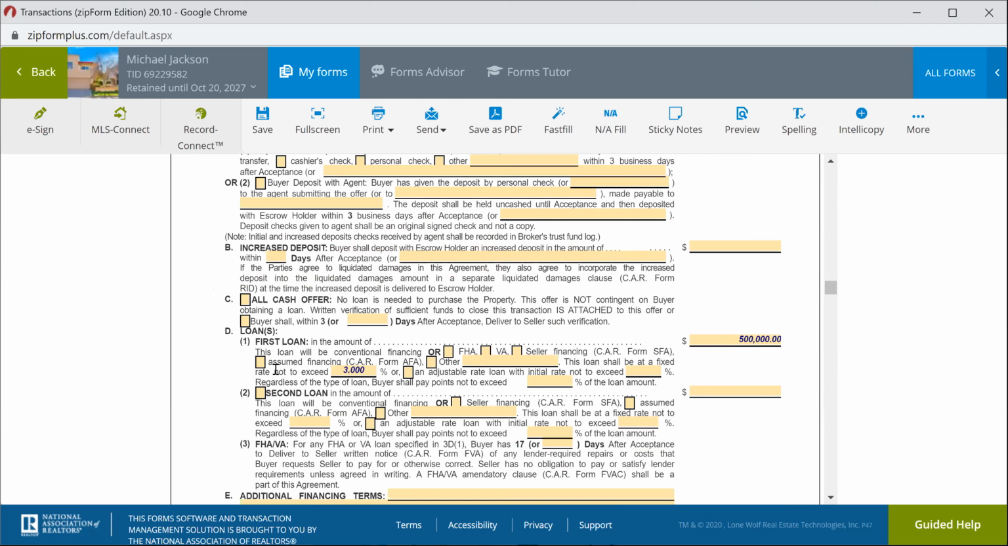Okay. And then you find out, is this conventional? Is it FHA, VA, seller financing, which I'm not seeing any seller financing at all. And then to protect your buyer as well, you can put a number here of this loan shall be at a fixed rate not to exceed, let's say 3%. So then let's say that Bruno's just like, let's say the rates went crazy and they went up to 10%. He could get out of the contract because he's not able to get a loan at 3% or less. Does that make sense?